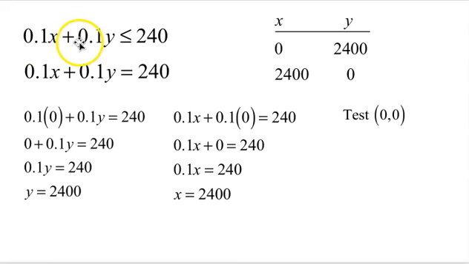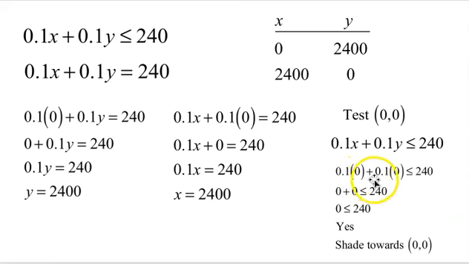0.1 times 0 plus 0.1 times 0 is 0. Is that less than or equal to 240? Of course it is. So 0, 0 gives us a true statement, so we shade towards 0, 0. So again, there is our inequality. 0.1 times 0, 0.1 times 0 less than or equal to 240, 0 less than or equal to 240. Yes, that's true. We're going to shade towards 0, 0.